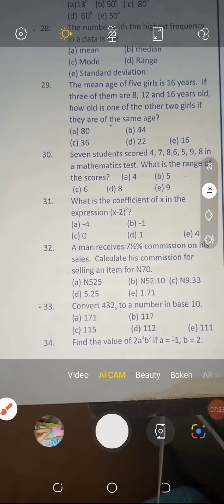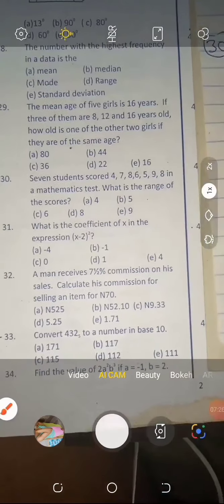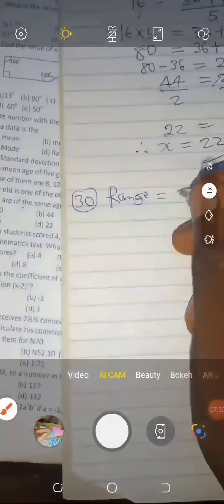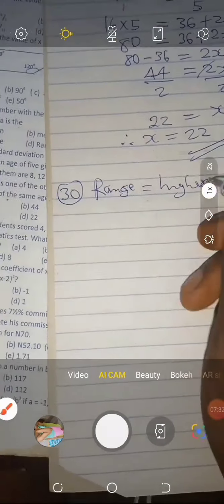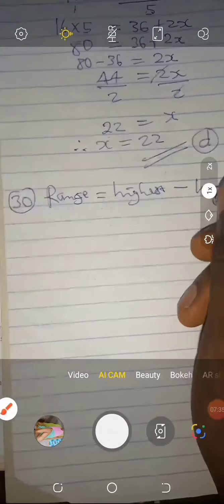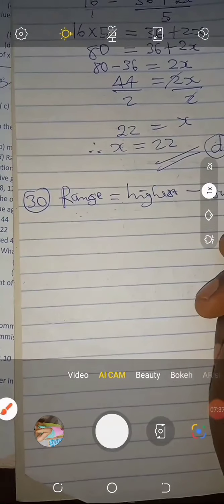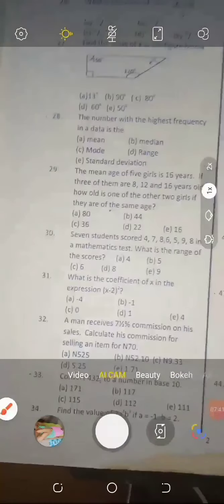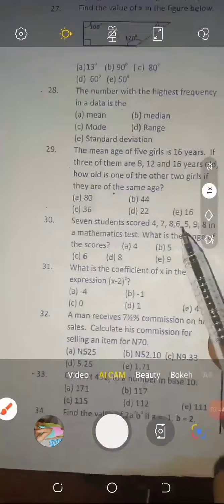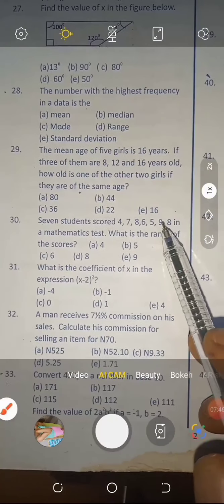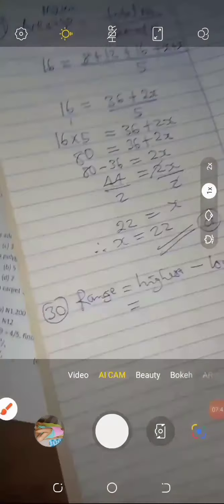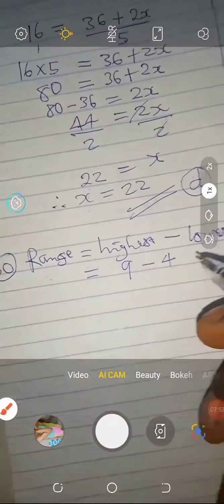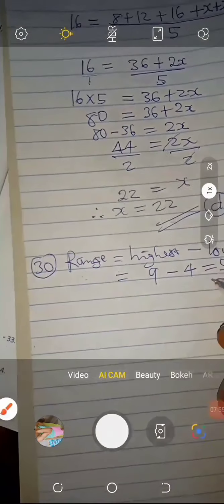Remember, I told you that range is the highest number minus the lowest number. So range is equals to the highest number minus the lowest number. Let me write it here so that you see. If you look at the set of numbers that are given to us, the highest number here is 9 and the lowest number is 4. So we simply say 9 minus 4, which will give us 5 if you do your calculation very well.